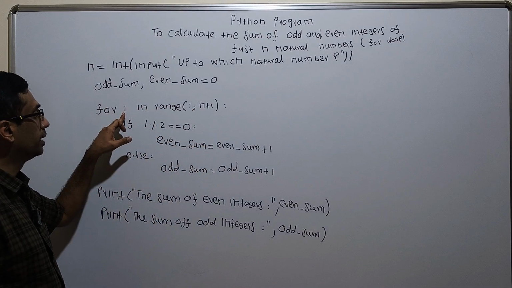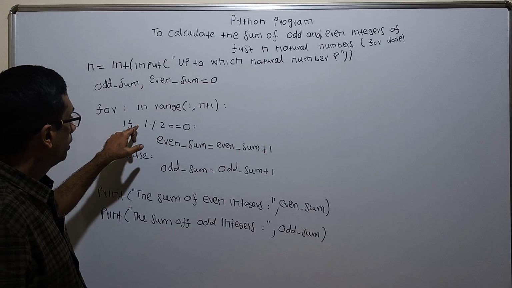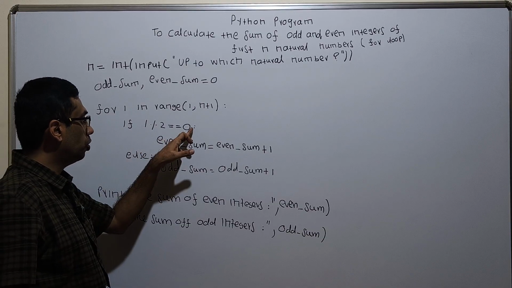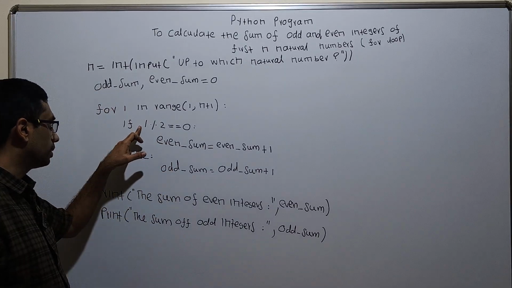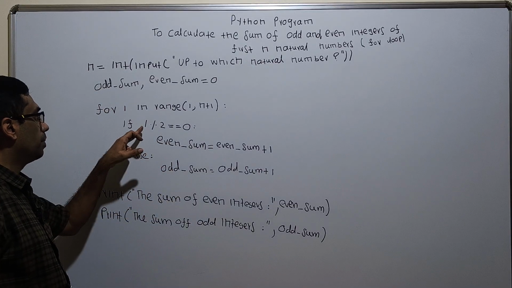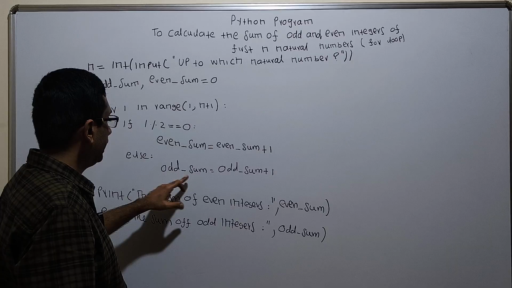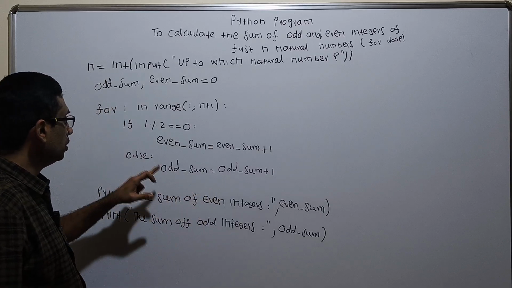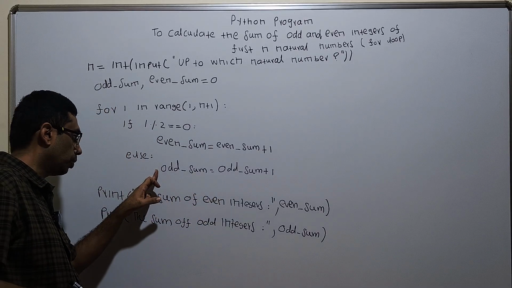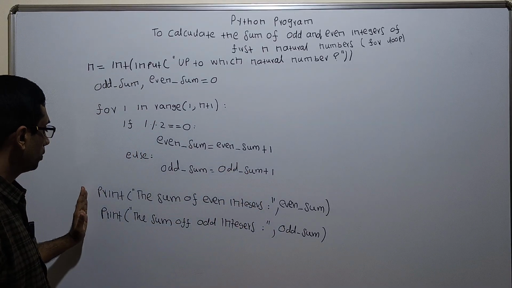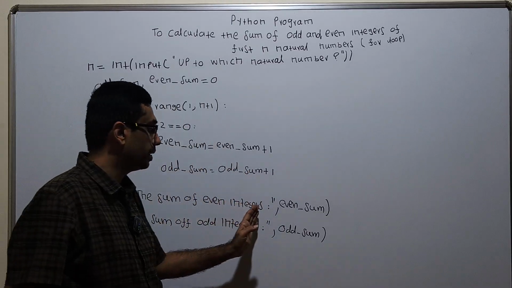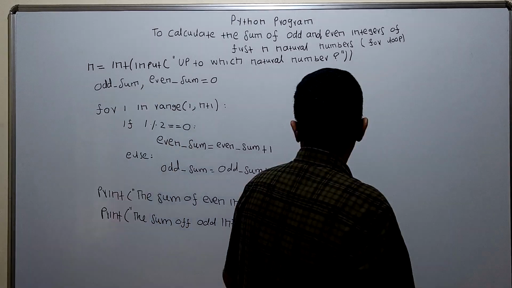The i will take the values one by one from 1 to n from the list. Here I am checking if i modulo 2 remainder is 0, I am adding the i value to the even sum. Otherwise, if i modulo 2 remainder is not 0, I am adding it to the odd sum. So if the condition is false, the control will come to else and execute the statement. After the loop is over, the control will come out. Here I am printing the sum of even integers followed by the variable even_sum. So this is the program.